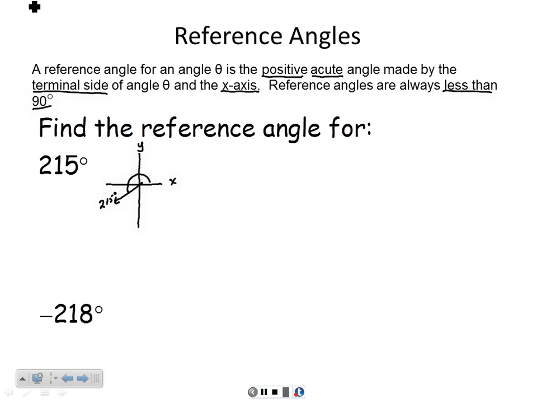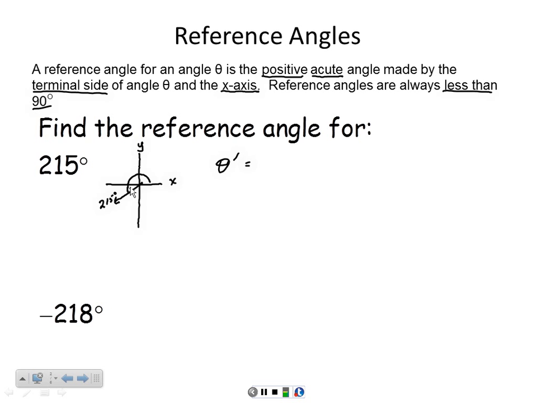Now, the reference angle, which we call theta prime, has to be positive. It has to be less than 90 degrees, and it has to be made with the terminal side of your angle given and the x-axis. So the reference angle is going to be this angle here. It has to be made with the x-axis and the terminal side, positive and less than 90 degrees. So we are looking for this angle here.